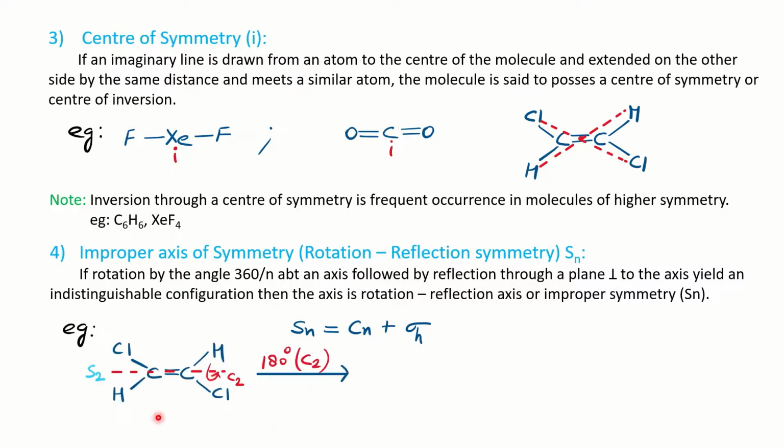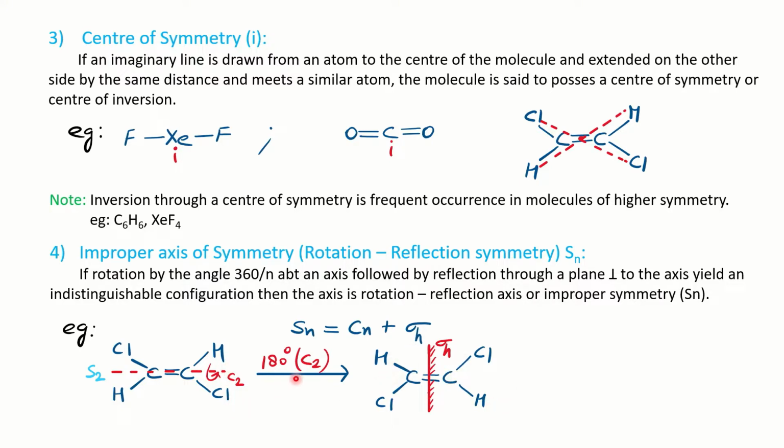We'll take the same example, trans 1,2-dichloroethylene, and since we have here the C2 axis of rotation horizontally, if you rotate 180 degrees, then you will get an indistinguishable image. So first we have to perform the Cn operation, which is C2 here. So the C2 axis along this C double bond C, and you will get the positions inverted. Chlorine will come in place of hydrogen, hydrogen will come in place of chlorine.